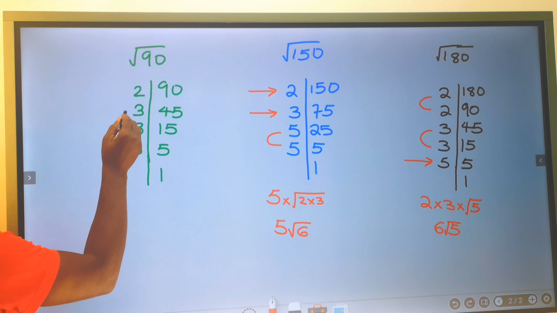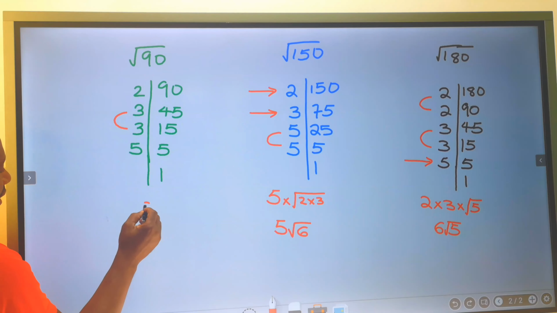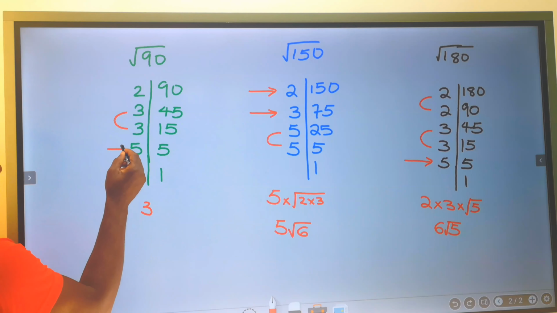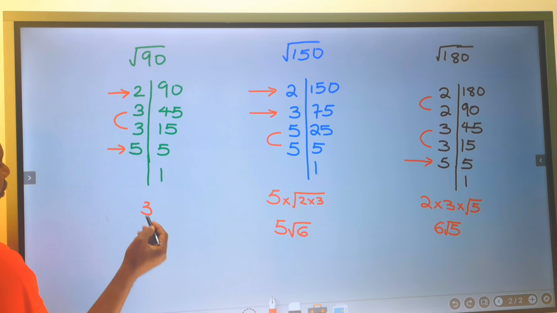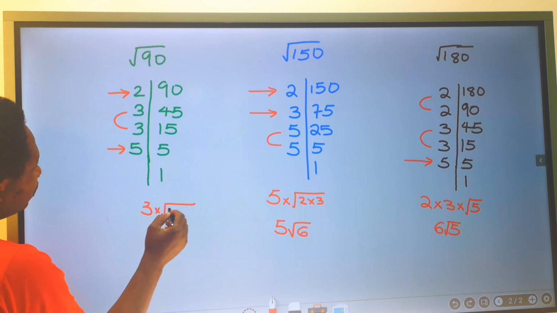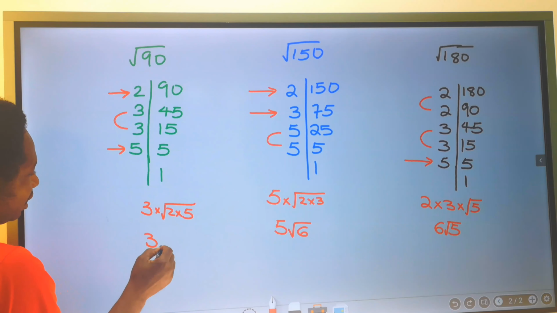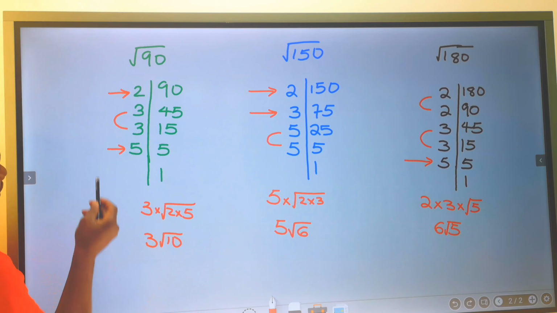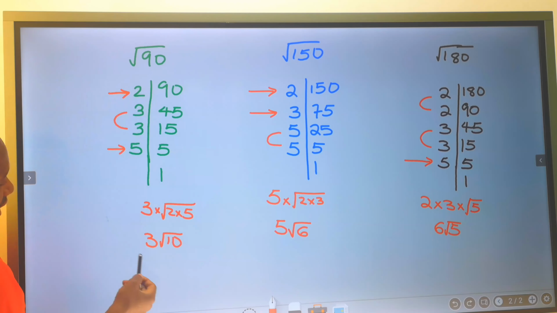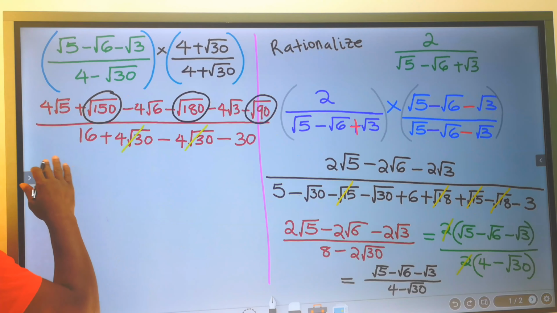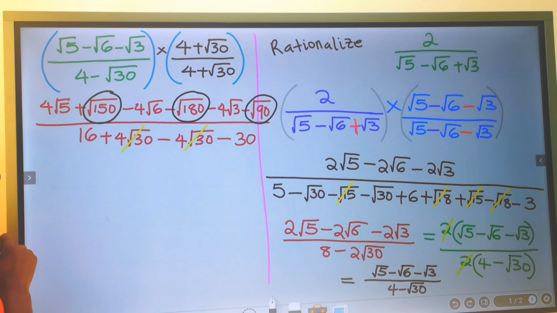Next, I will pair. This 3 has a pair. 3 is free. But 5 and 2 have no pair. I will multiply both of them inside the square root. I will have 3 root 10. Instead of the square root of 90, I will write 3 root 10. I will use this to simplify the given surd expression.